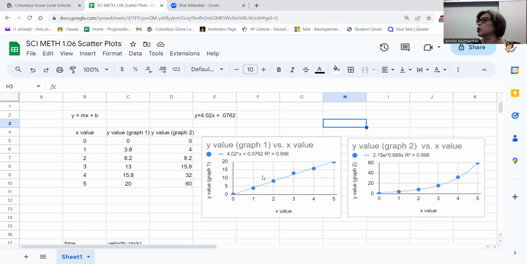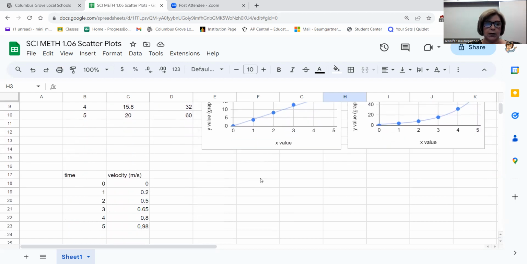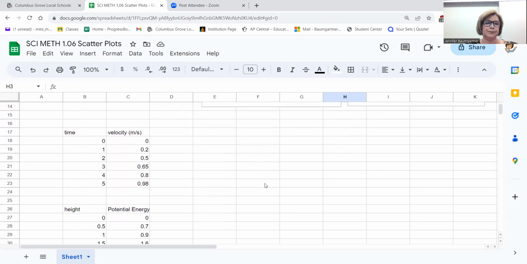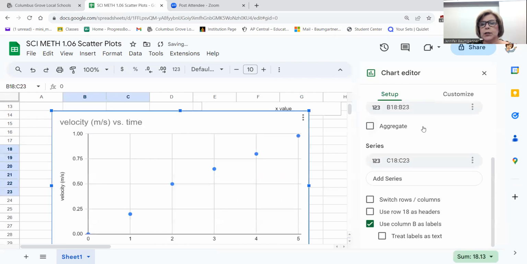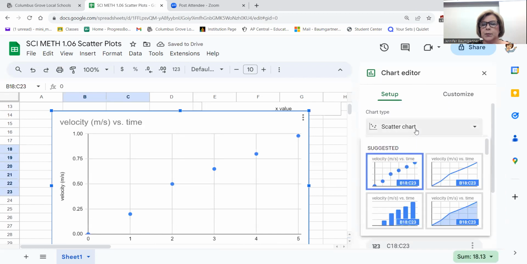All right, let me show you how to make a scatter plot and how to get that equation and correlation coefficient value. So I'm going to select my data. I'm going to go to graph, and I've been doing scatter plots, so it already comes up as a scatter chart.